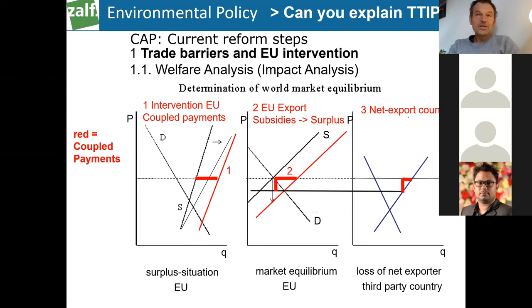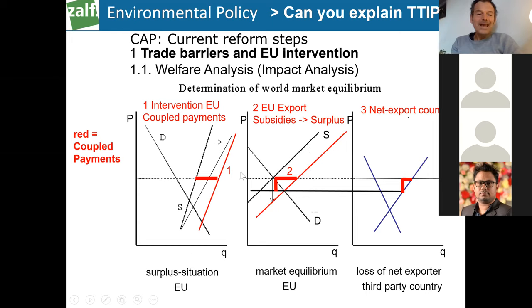What can you do with a surplus? Yes, you can, of course, export, because you have to get rid of it. We had too much at EU level in former, previous terms, not anymore, but we had too much on the markets. That means we had to get rid of it, but how can we do it?